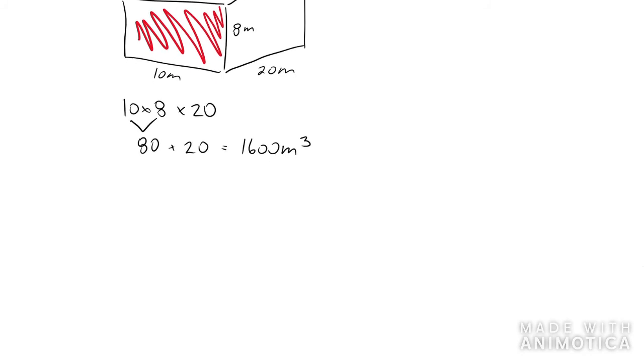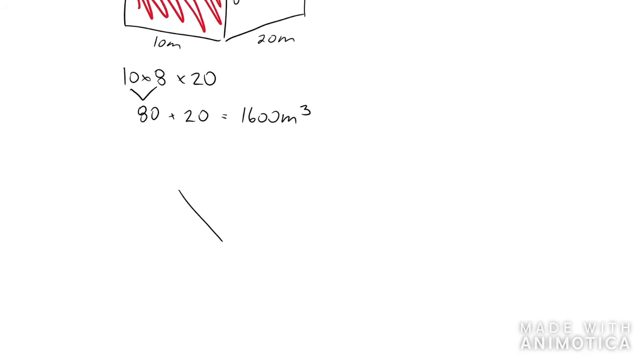So now, if we're given a triangular prism, like I said, you want to find the area of the base shape. So if this is a triangular prism, we want to find the area of the triangle. The height of the triangle is going to be 4 meters. This distance is going to be 10 meters, and this distance I'm going to put as 20 meters.